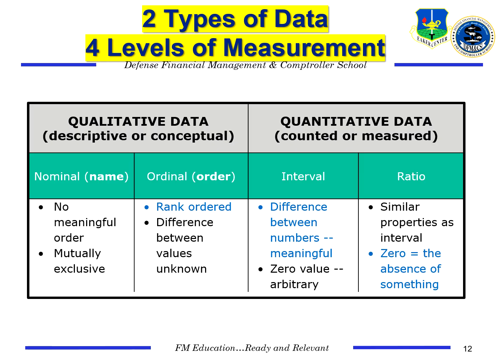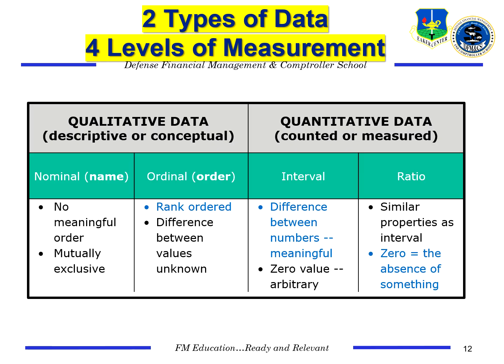For nominal, there's no meaningful order to each, and each data point is mutually exclusive. Within ordinal, it is rank ordered, and the difference between the values is also unknown. Within interval, the difference between the numbers is meaningful, but the zero value is arbitrary. While in ratio, it is similar to interval, but the zero is an absence of something.